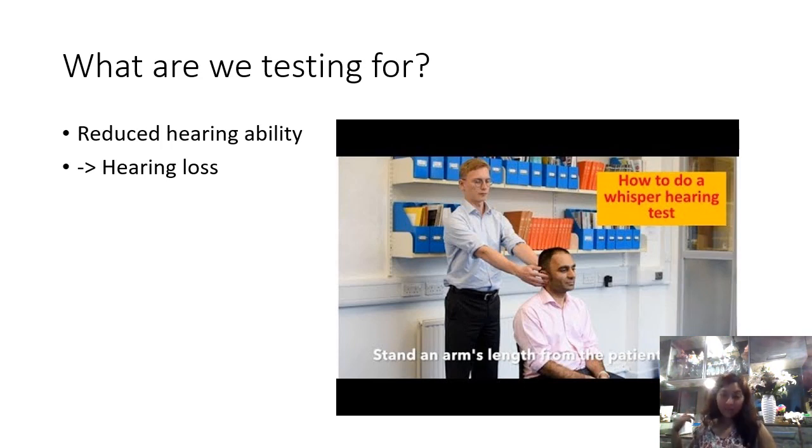And then you stand an arm's length behind the patient. You whisper a series of letters and numbers, and you see if your patient can hear you correctly.